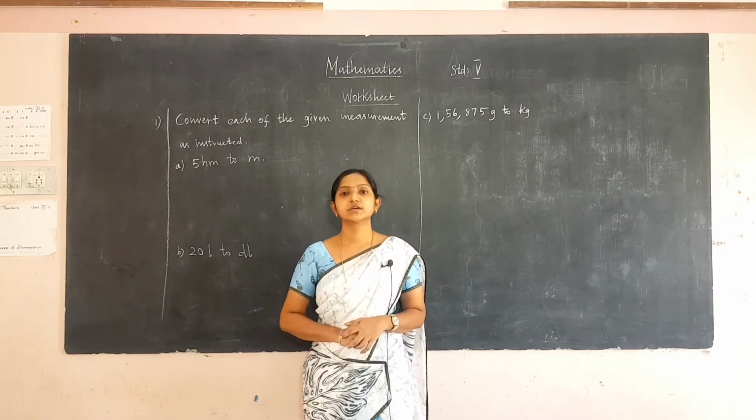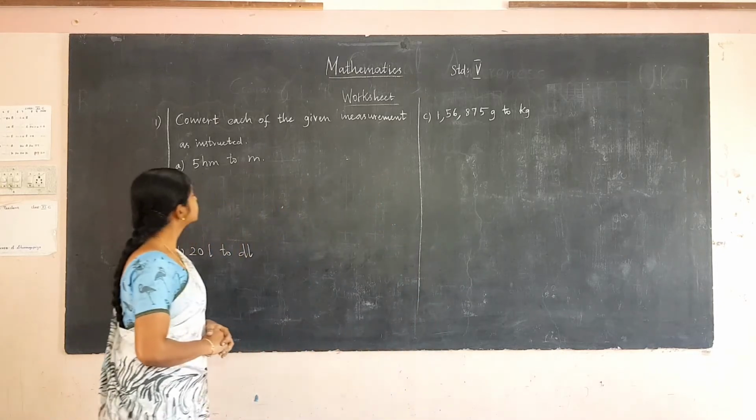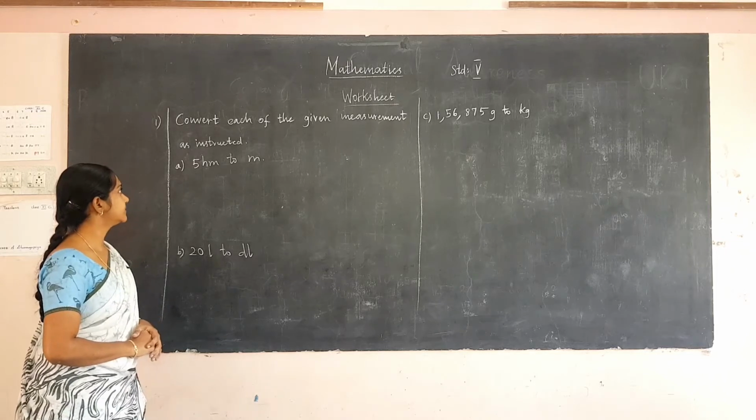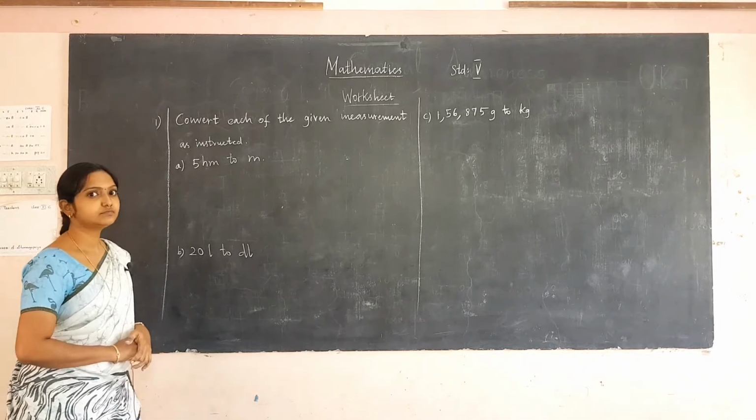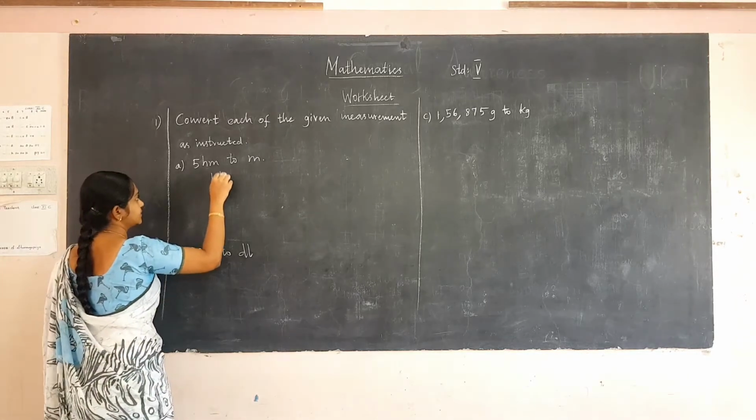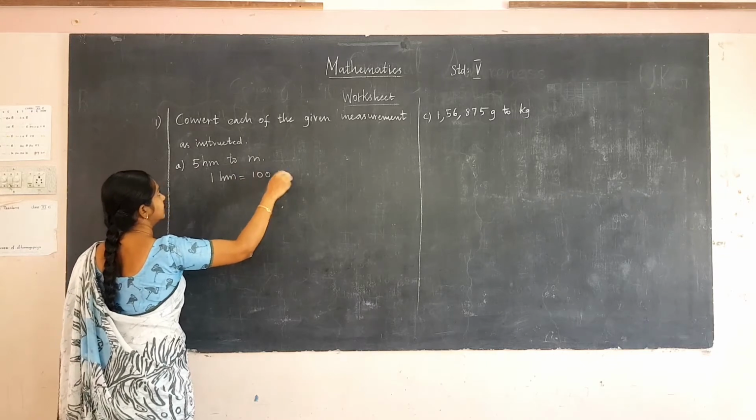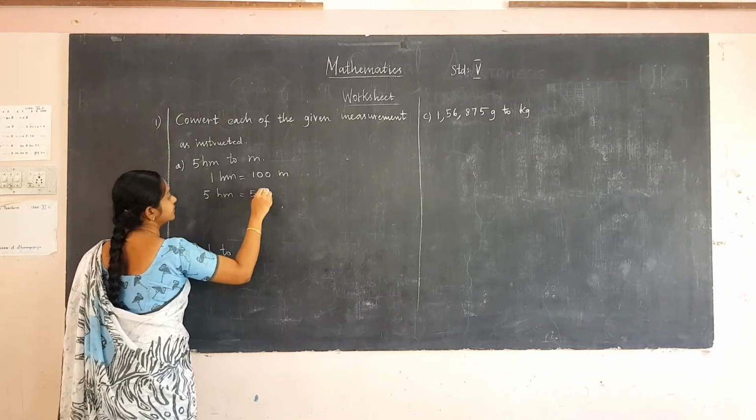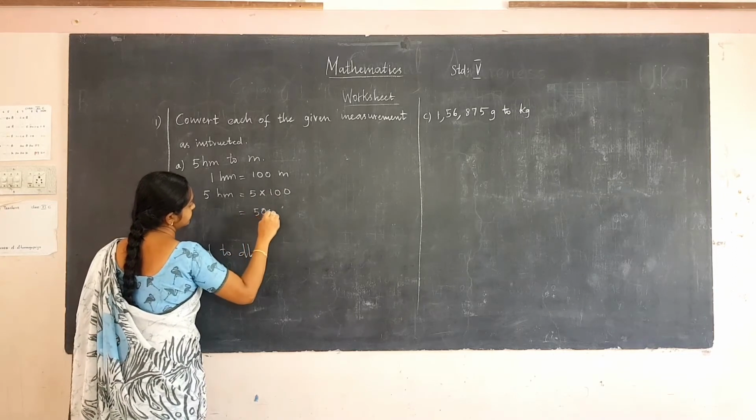Good morning students. Today we are going to solve the problems in the worksheet. The first problem is convert each of the given measurements as instructed. 5 hectometer to meter. 1 hectometer equal to 100 meter. Then 5 hectometer equal to 5 into 100, that is equal to 500 meter.